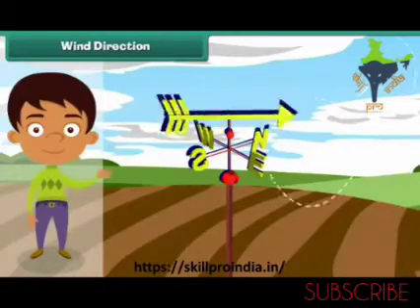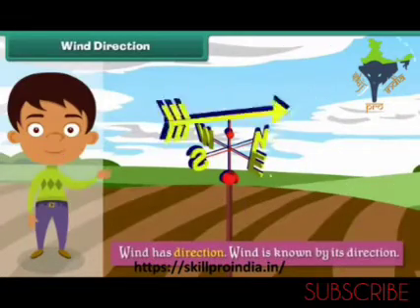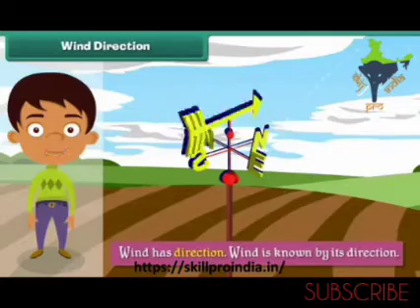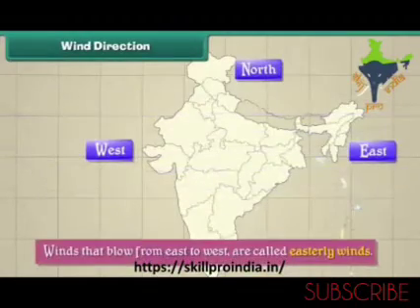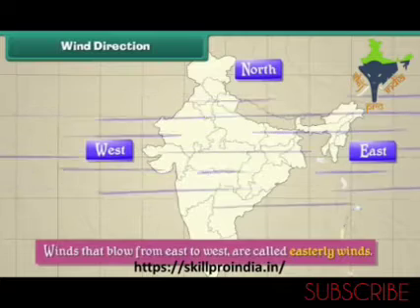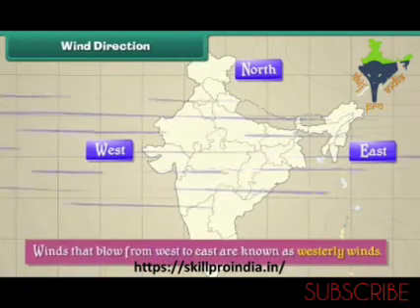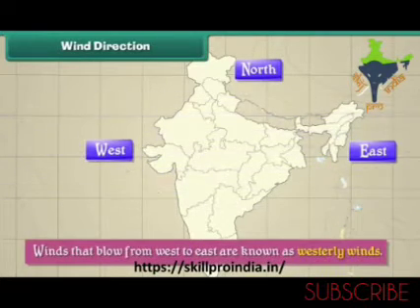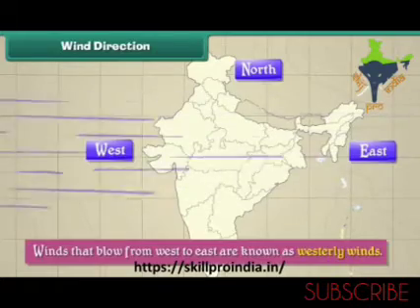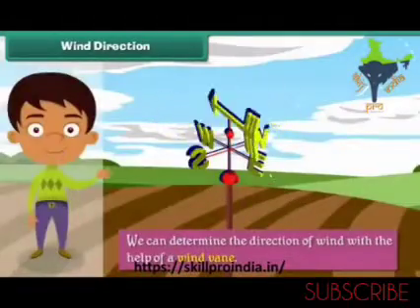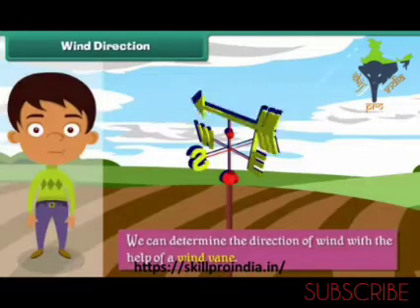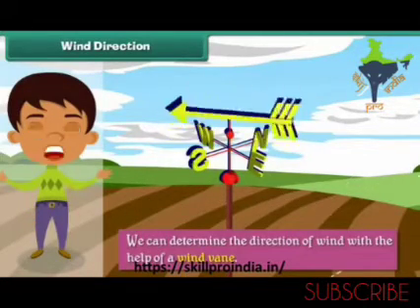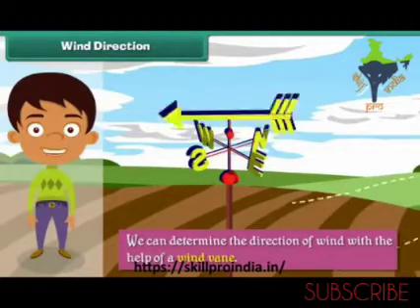Wind direction. Wind has direction. Wind is known by its direction. For example, winds which blow from east to west are called easterly winds. Similarly, winds that blow from west to east are known as westerly winds. We can determine the direction of wind with the help of a wind vane. The arrow of the wind vane indicates the direction from which the wind is blowing.